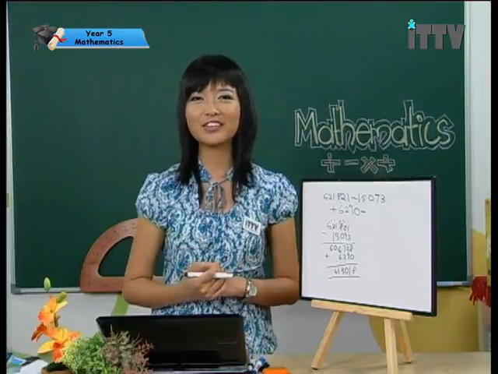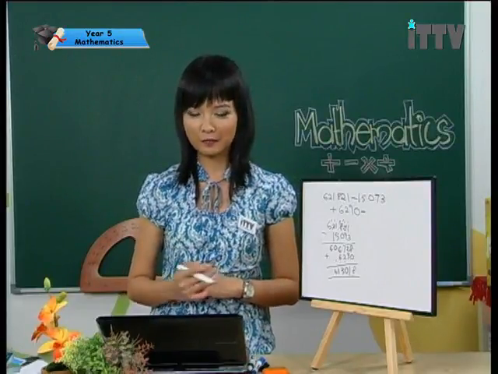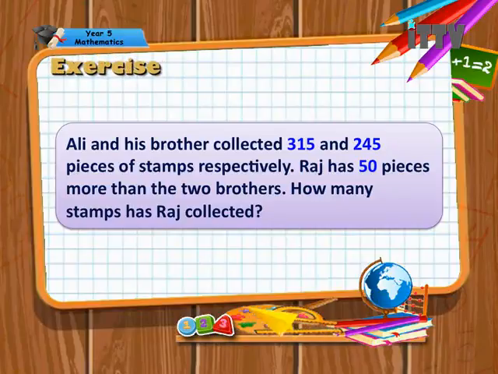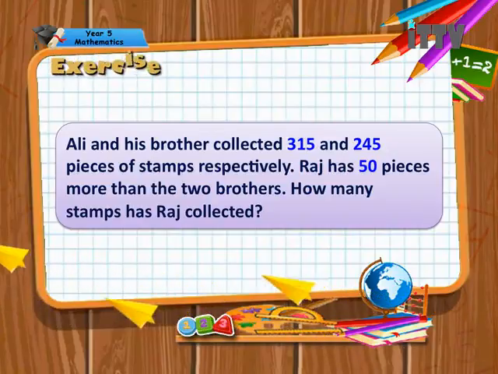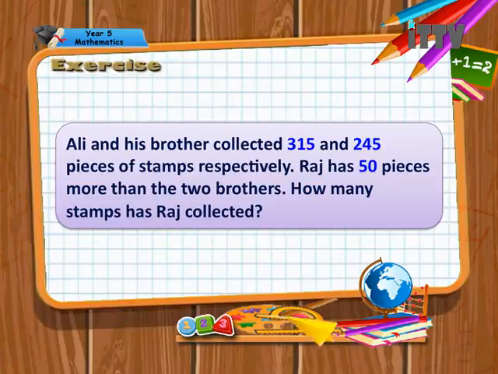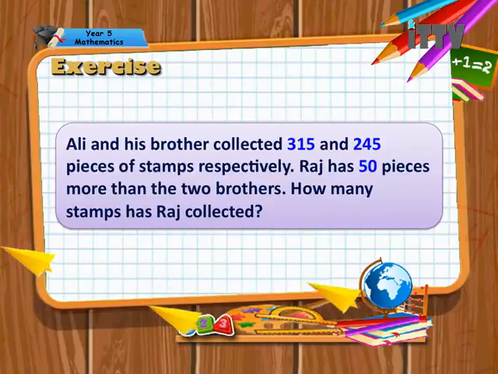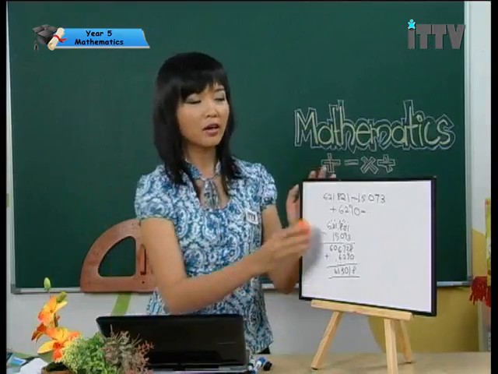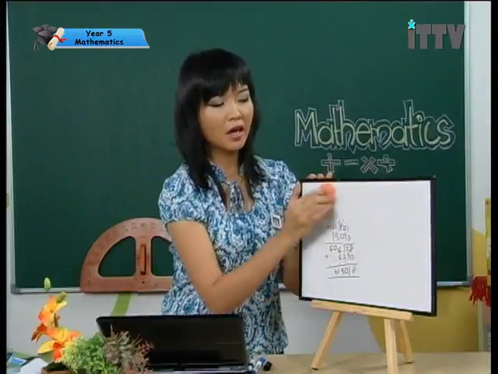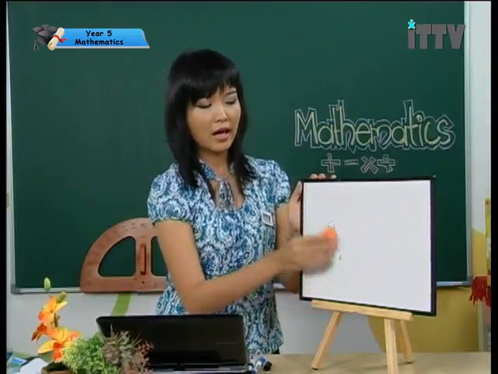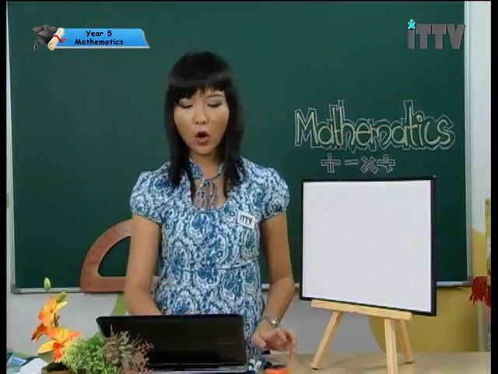Now, third question for you. Let's read it together. Ali and his brother collected 315 and 245 pieces of stamps respectively. Raj has 50 pieces more than the two brothers' average. How many stamps has Raj collected? Okay, now let's try to understand the question. Okay, I will show you on the board as I explain to you. Now, can you tell me how many pieces of stamps has Ali collected? Ali, only Ali.